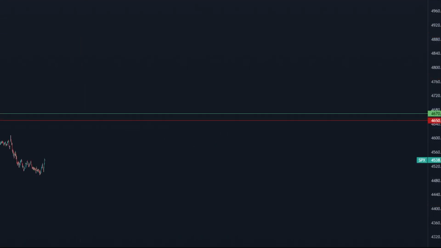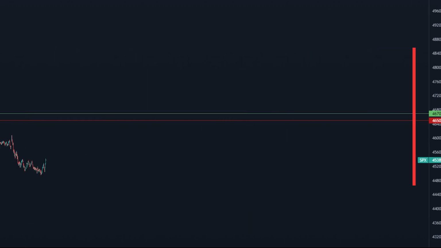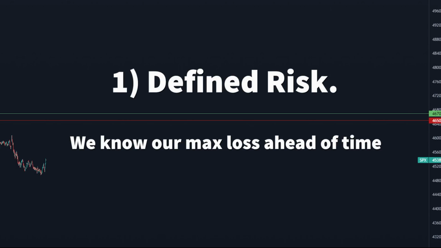So it seems too good to be true, right? All you have to do is pick strikes that are far enough outside the money and collect your 100% premium. Well, I thought the very same thing when I first started trading spreads, but there's a little more to it. Let's go over the pros and cons of trading spreads versus other positions. So pros, you have a defined risk. You know your max loss ahead of time. As long as you can manage against that, in a worst case scenario, you get a max loss and you know that ahead of time.